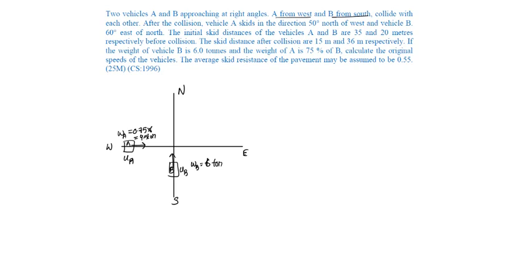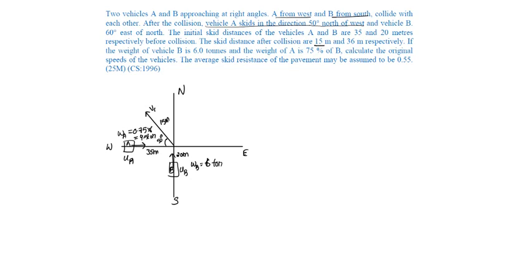Vehicle A skids in the direction 50 degrees north of west. So vehicle A skids in this direction, 50 degrees from west. Initially skid distance of vehicle A is 35 meters and vehicle B is 20 meters. After skid the distance is 15 meters for A.